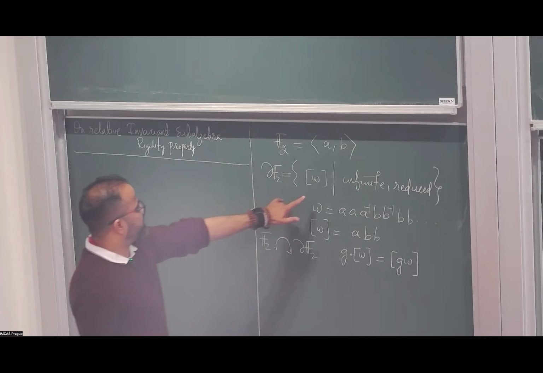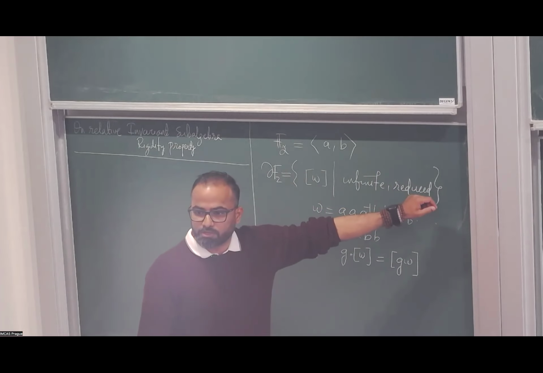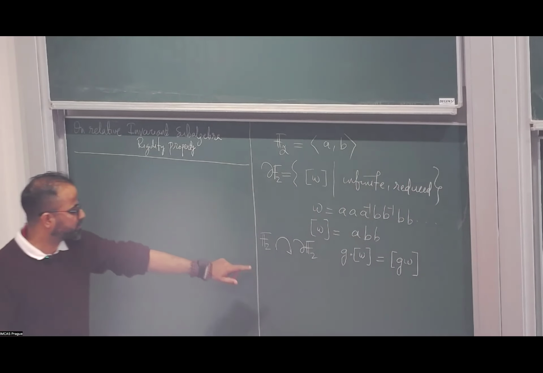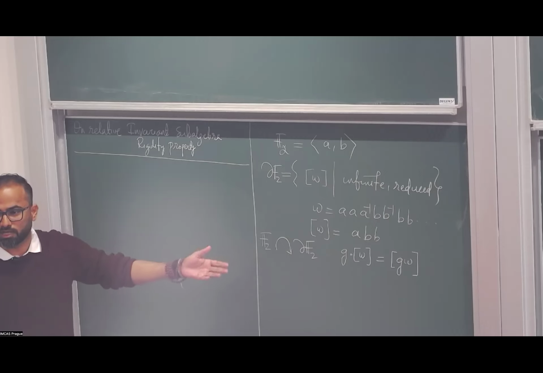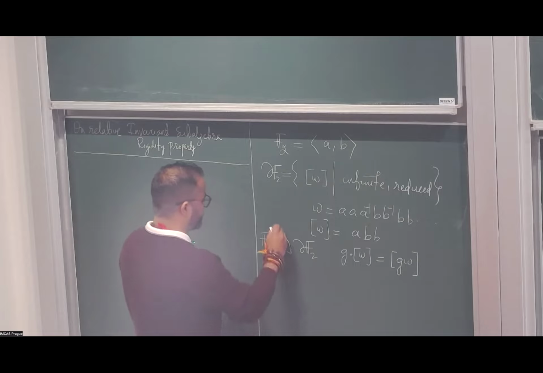And because I can see this inside {0,1} to the power gamma, I give it the product topology. So this is a closed compact space. And this action is an action in the sense of as Aaron defined. So this is a homeomorphism.